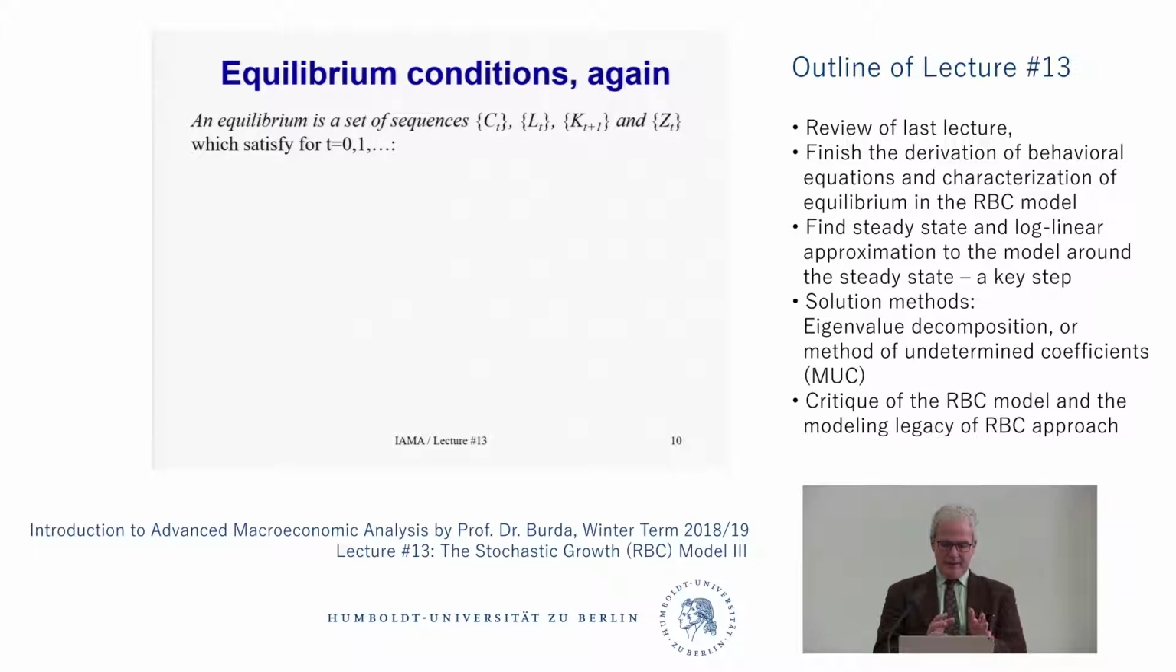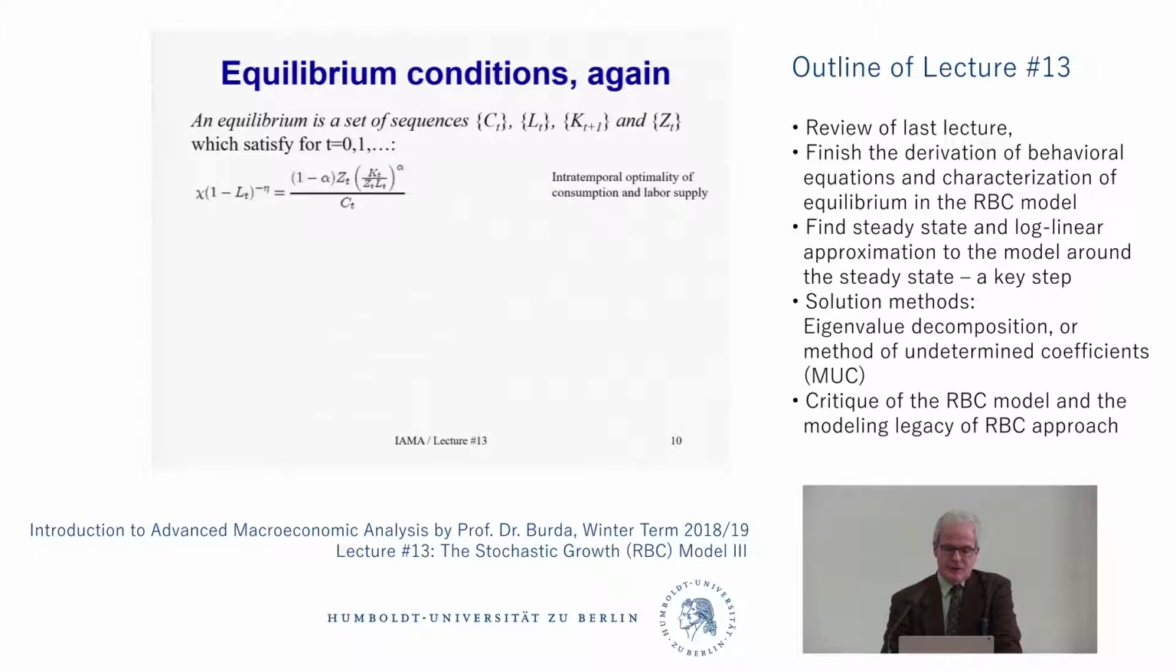Defining an equilibrium as a set of sequences, starting from T0, the agent starts in T0, looking forward, and these sequences have to be consistent with the following four conditions. We already did this one last time. That was the intra-temporal optimality condition for the household.